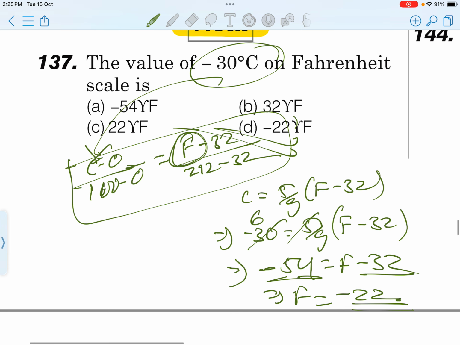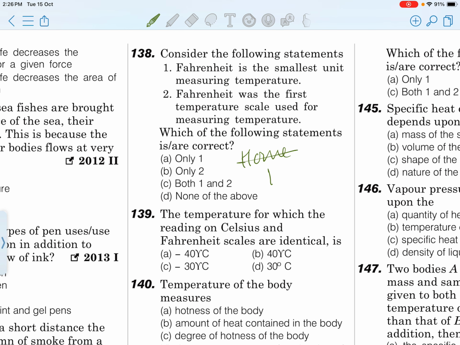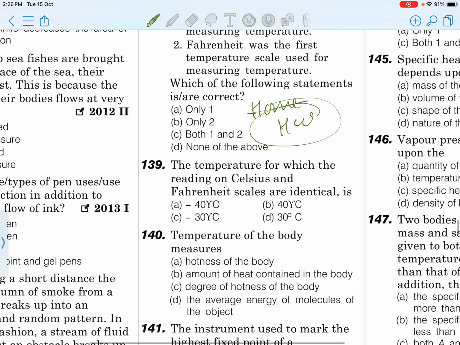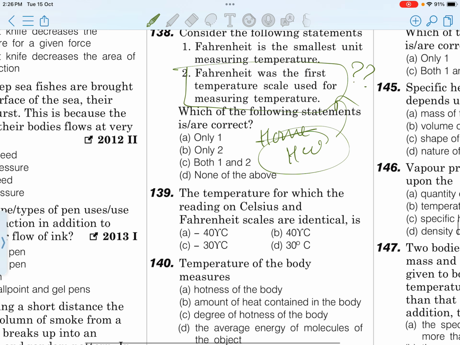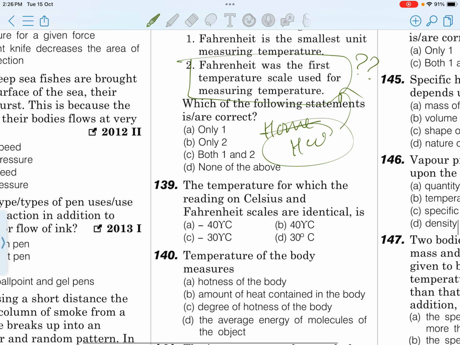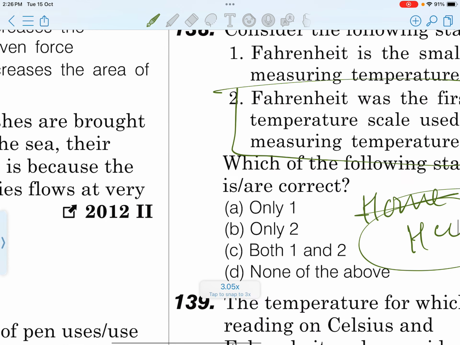Consider the following statement: Fahrenheit is the smallest unit. This is a very easy question. This is homework. What about this: Fahrenheit was the first temperature scale which was measured? This is also your homework. Okay, just try to Google it. This is a factual question.